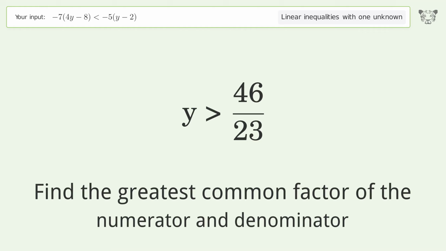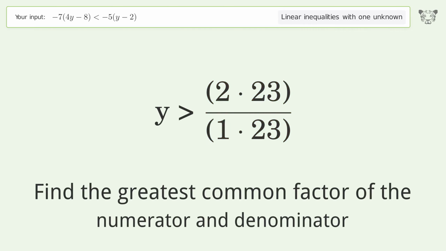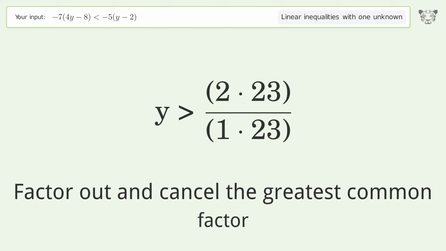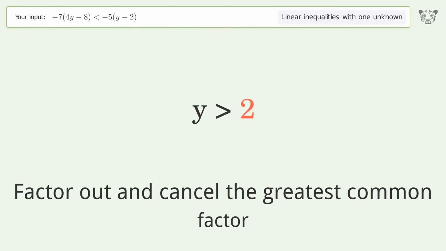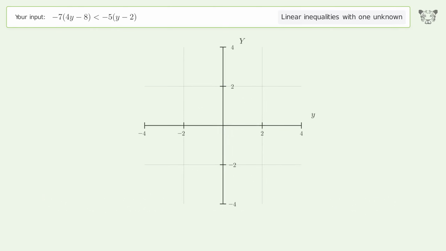Find the greatest common factor of the numerator and denominator. Factor out and cancel the greatest common factor. Plot the solution on a coordinate grid. And so the final result is y greater than 2.